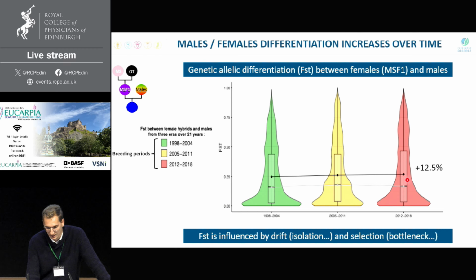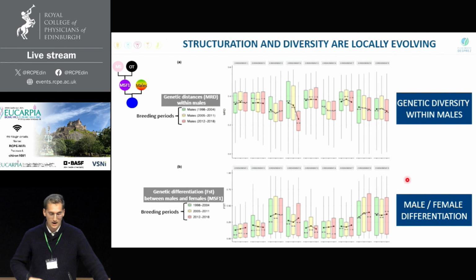So we can see that there is maybe a link between the fact that we are selecting and that we are increasing the differentiation between the two heterotic pools, the male and female pools. And looking across all 9 chromosomes, you can see at the top the genetic diversity within males that is evolving, and at the bottom the differentiation between males and females.